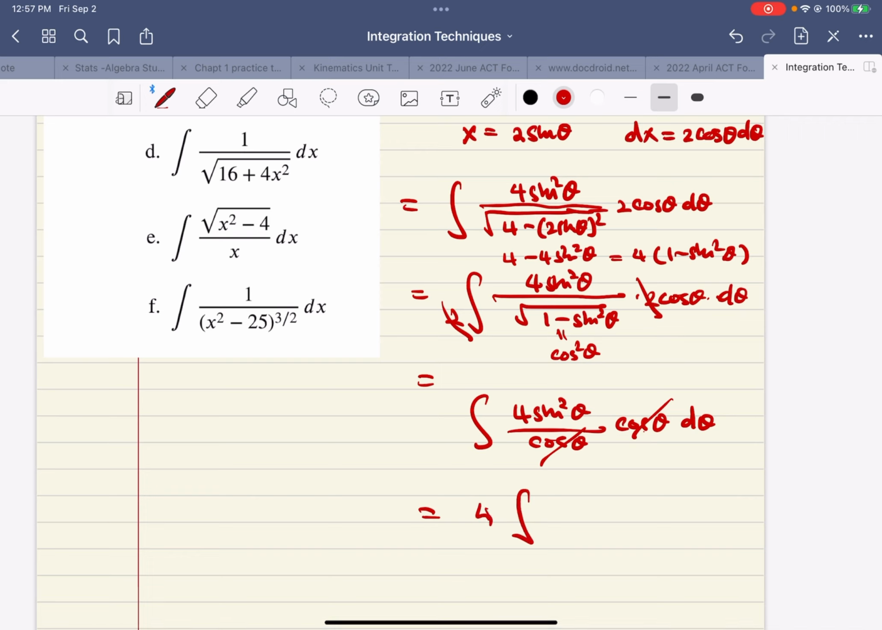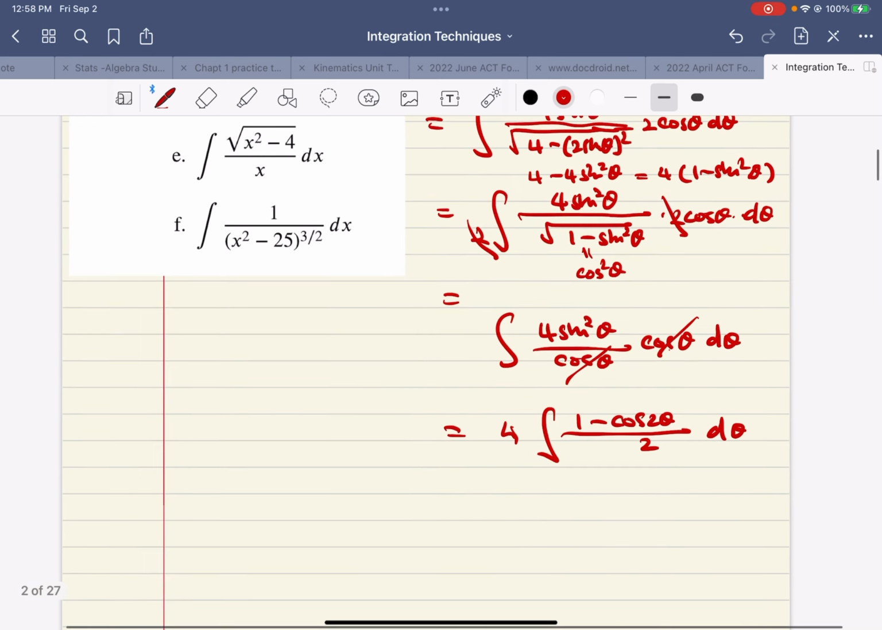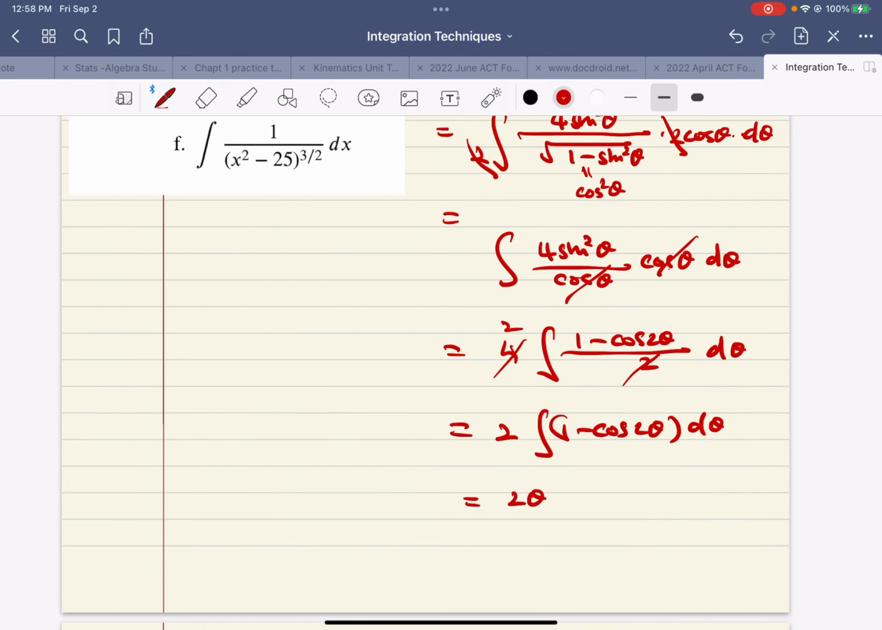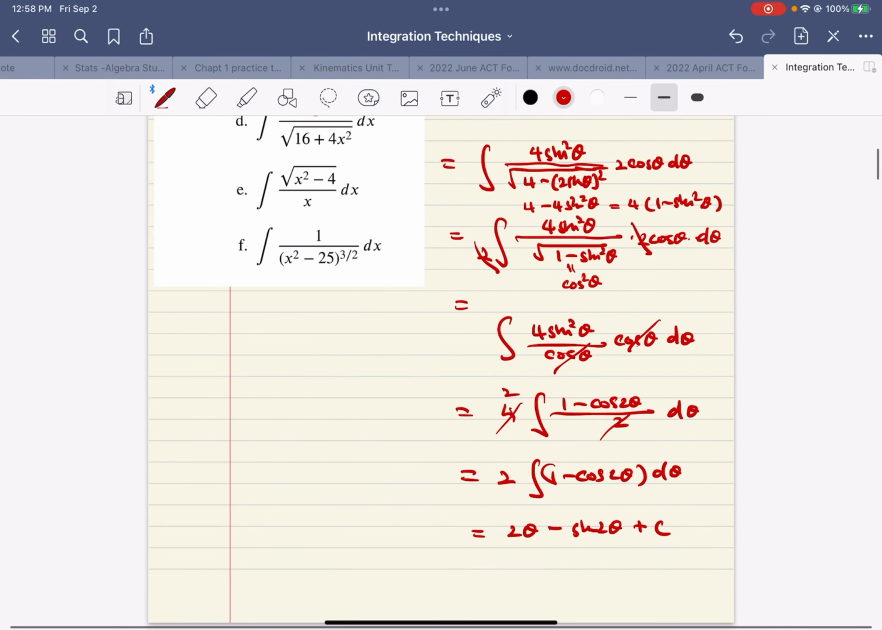So you have 4 sine square theta d theta, and we use the power reducing formula, so 1 minus cosine 2 theta over 2 d theta. Okay, so you also use the power reducing formula. So this one cancels, so 2 times the integral of 1 minus cosine 2 theta d theta. So it will be 2 theta minus just sine 2 theta plus c, right? When you take the antiderivative of cosine 2 theta, negative cosine 2 theta, it will be just negative sine 2 theta.